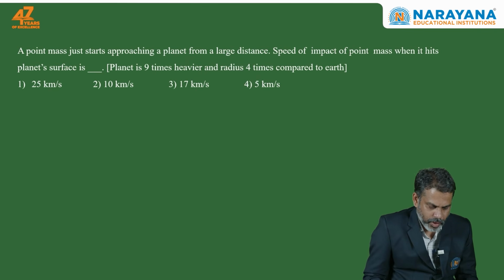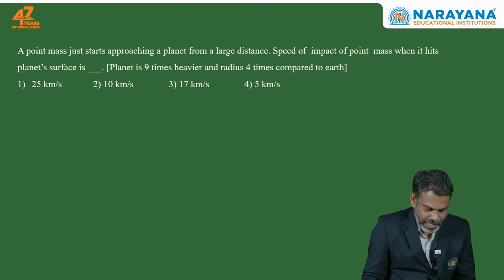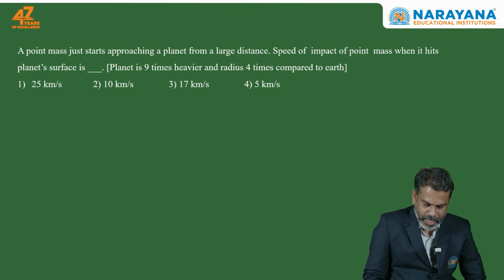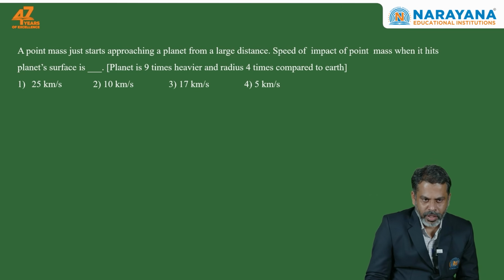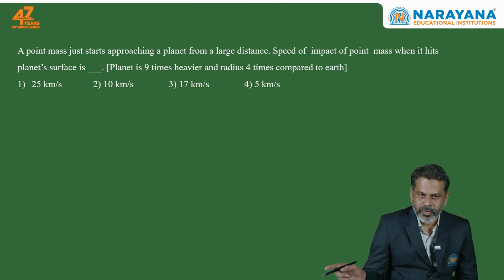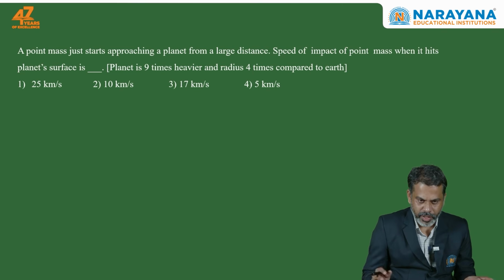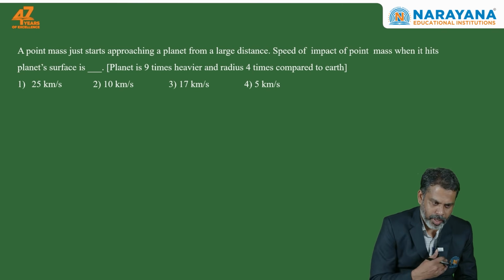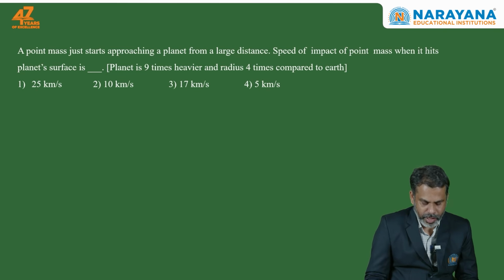Let's see this one. A point mass just starts approaching a planet from a large distance. Find the speed of impact of the point mass when it hits the planet surface. The planet is 9 times heavier and 4 times the radius compared to Earth. You think of reverse. Recollect the escape velocity. When you throw a particle from the surface of the planet with escape velocity, it goes to infinity and there the velocity is 0. So it's a reverse. Starting at infinity and coming back to the surface, that means it hits with the escape velocity.